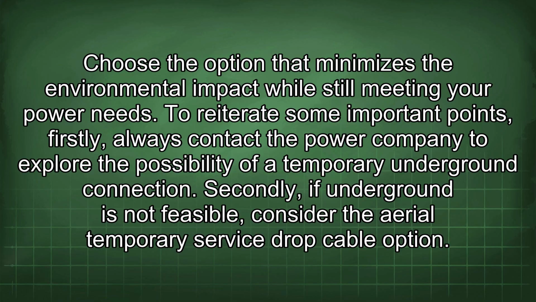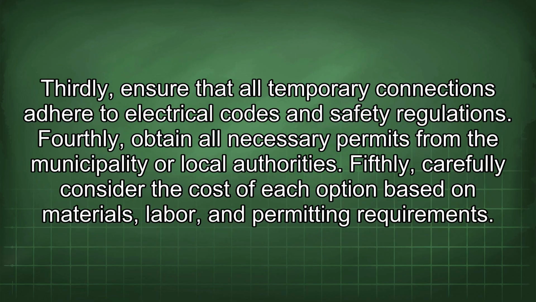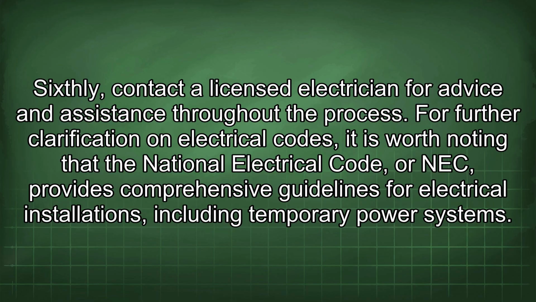To reiterate some important points, firstly, always contact the power company to explore the possibility of a temporary underground connection. Secondly, if underground is not feasible, consider the aerial temporary service drop cable option. Thirdly, ensure that all temporary connections adhere to electrical codes and safety regulations. Fourthly, obtain all necessary permits from the municipality or local authorities. Fifthly, carefully consider the cost of each option based on materials, labor, and permitting requirements. Sixthly, contact a licensed electrician for advice and assistance throughout the process.